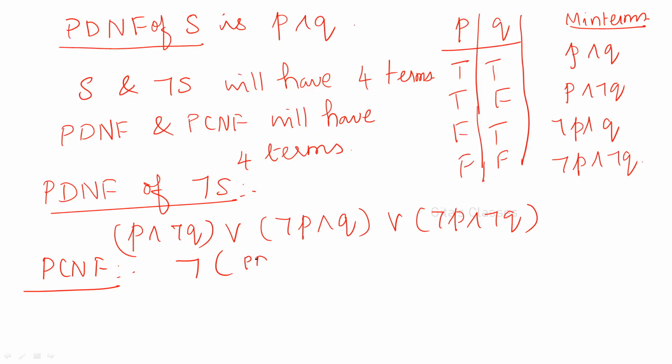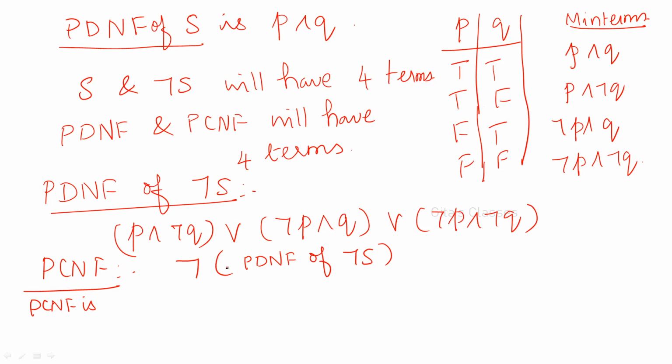Negation of PDNF of negation of S, if you take, you will get PCNF. This is the relationship between PCNF and PDNF. So if you take the negation of S, what will you get here? That is, PCNF is negation of S. This is our PDNF of negation of S, right? Therefore, the PCNF is, you take the negation of this entire term.